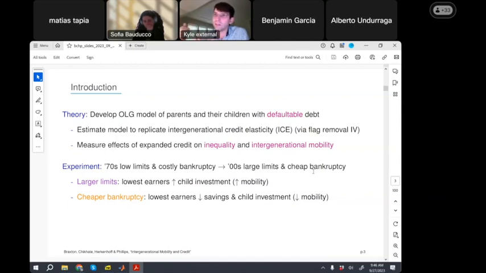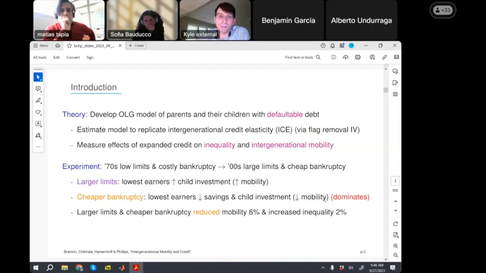People save less and you have a lot more people hanging around zero net worth. But they also invest less in their children. It's just another asset, and you make a portfolio choice in these models. And what this does is put downward pressure on mobility. Those who benefit most from the safety net are the ones who are able to cut back expenditures the most.